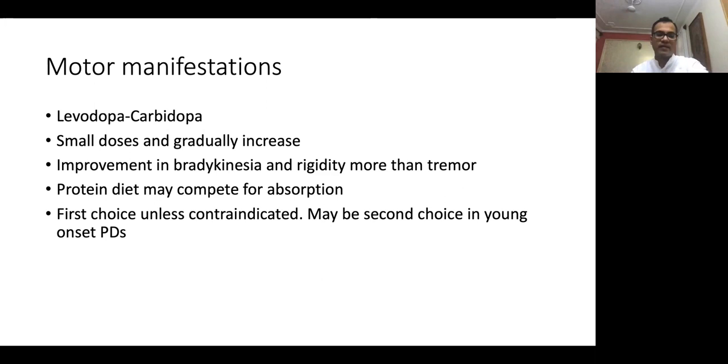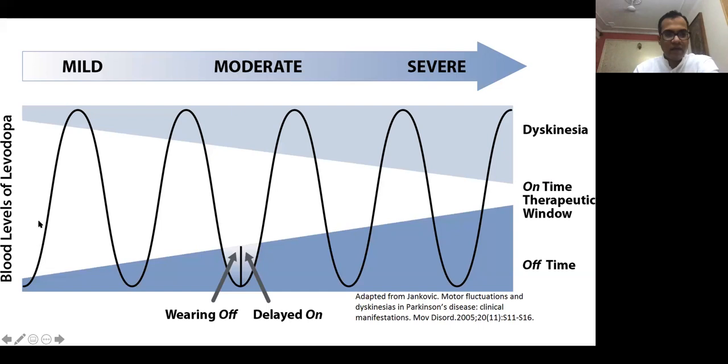So initially you will have a good response to levodopa. The bottom blue part is the off time, that is, the patient is symptomatic, and the top blue part is dyskinesia. So this is a side effect. When the drug levels are low, the patient becomes symptomatic. When the drug levels are high, the patient becomes toxic to the system. And with progression, the therapeutic window closes down.